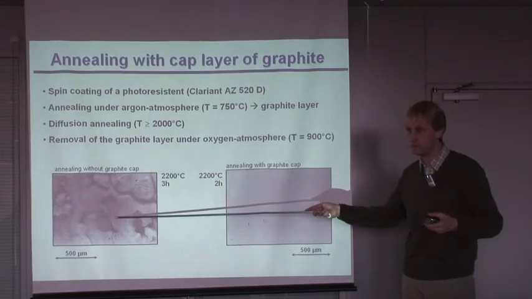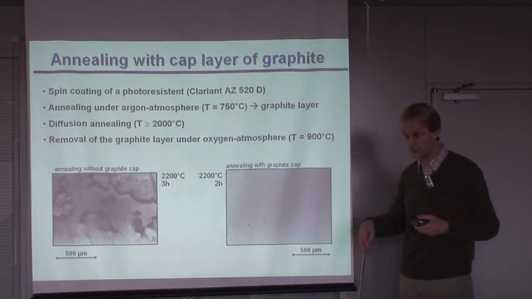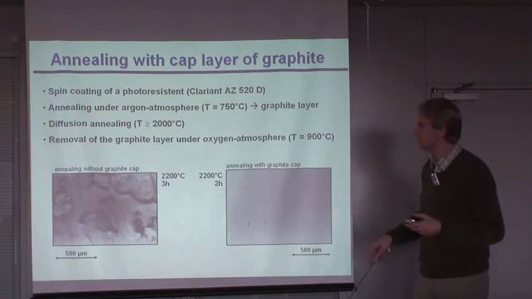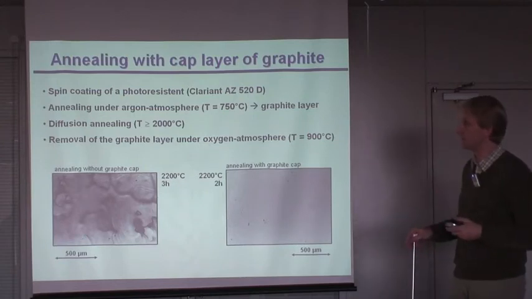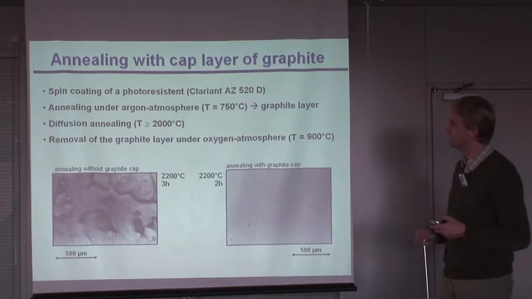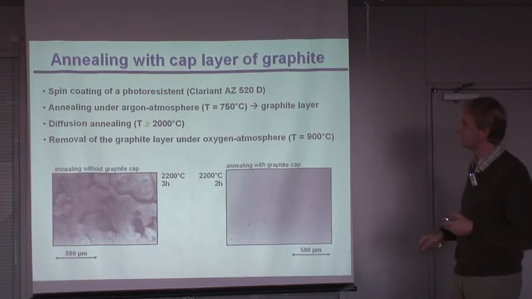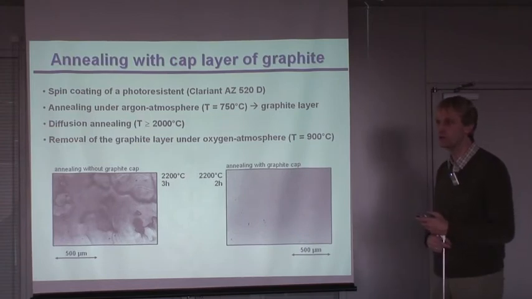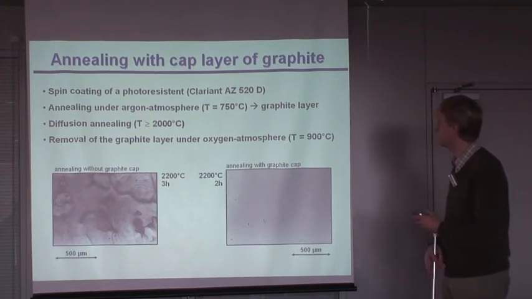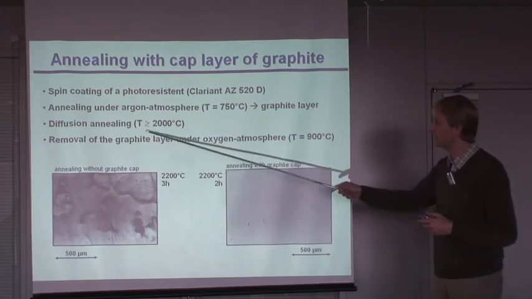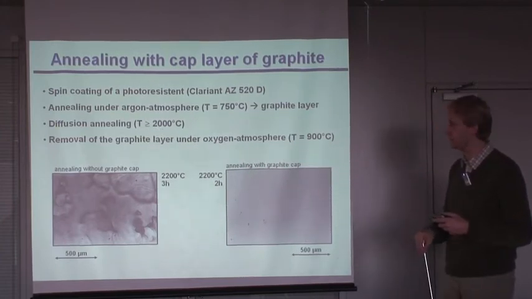Because we would like to do SIMS, and if the surface gets rough during the annealing, there's no chance to get an accurate SIMS profile. So you have to find a way to protect the surface, and what we have done is in principle very simple. So we have spin-coated a photoresist, and this photoresist you then anneal under argon atmosphere in order to decompose the photoresist and end up with a graphite layer on top of the silicon carbide. And then you can do your diffusion annealing at temperature above 2000 degrees C.